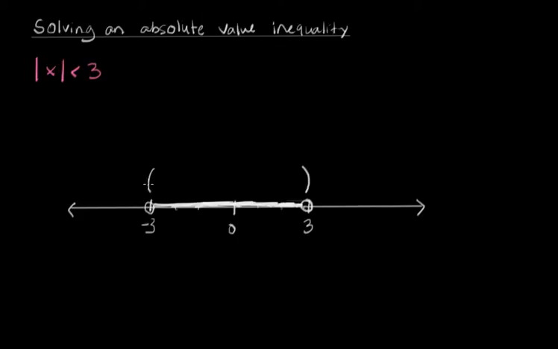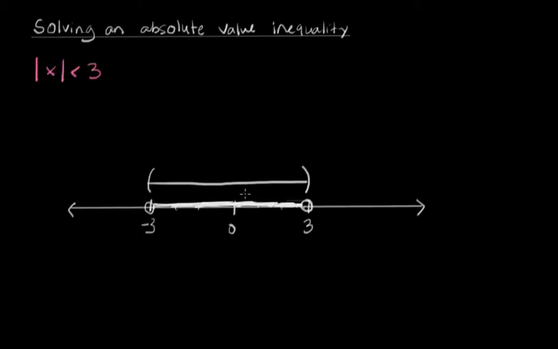You also might see it done like this, and that's fine too. The open circle and the parentheses mean the same thing, and some people use the open circles on a graph, and other people just use the parentheses on a graph, and that's fine. So what this means is that x has to be between -3 and +3, because the absolute value has to be less than 3.